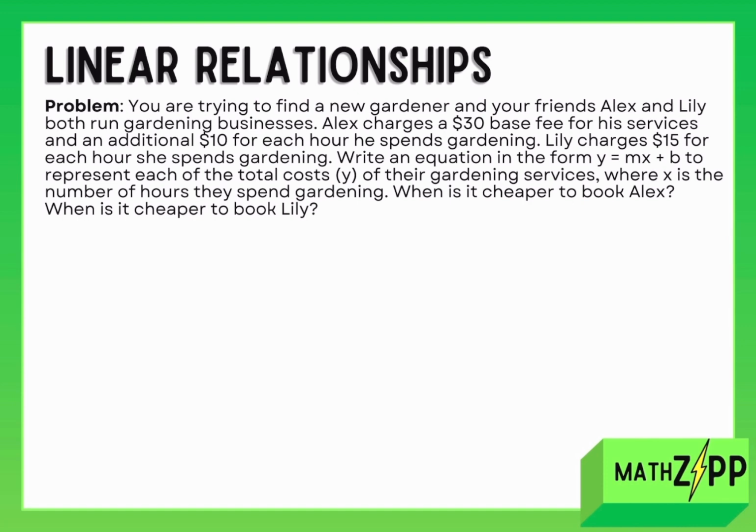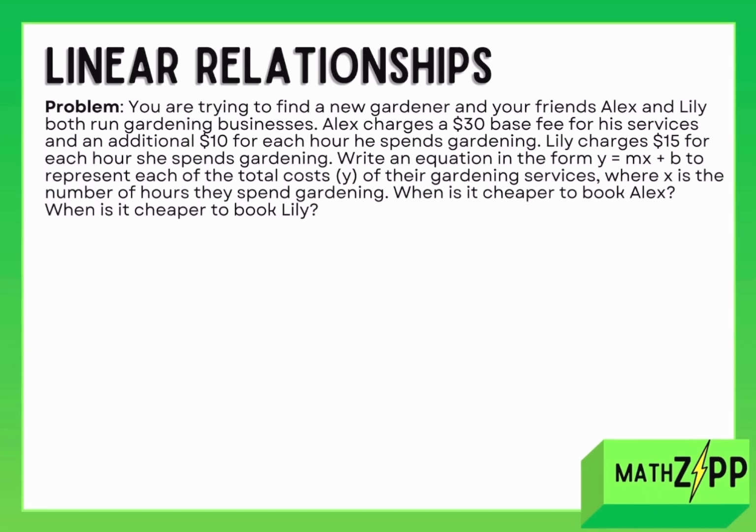Okay, so we have a lot of information here, but first, let's write an equation to represent the total cost of Alex's services. We know that the form for a linear equation is y equals mx plus b, where m is the slope, or how much we are increasing by each time, and b is the y-intercept, or our starting point. Knowing this, our starting point is going to be $30, and he's going to be charging $10 for each hour, or x. So we can write Alex's equation as y equals 10x plus 30, where y is the total cost, and x is the number of hours he spends gardening.